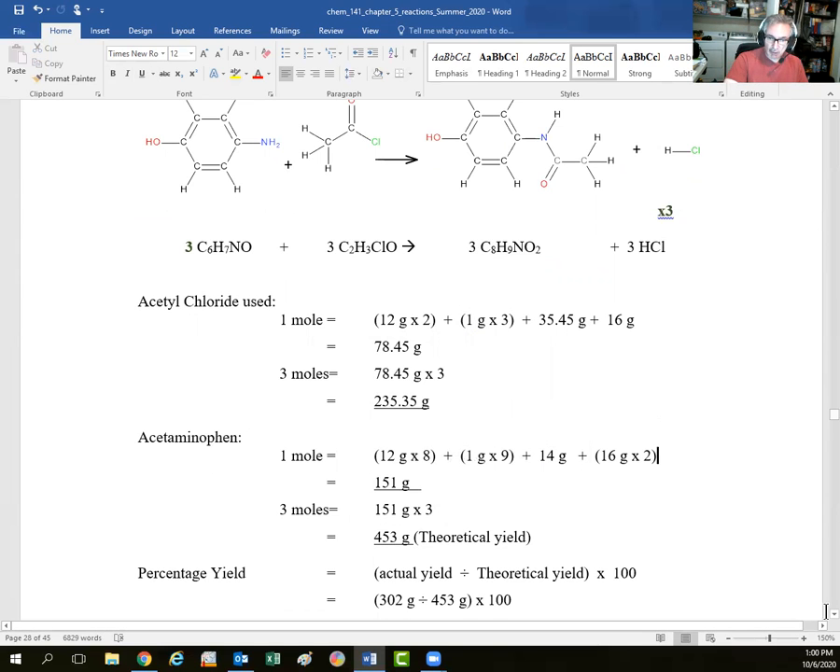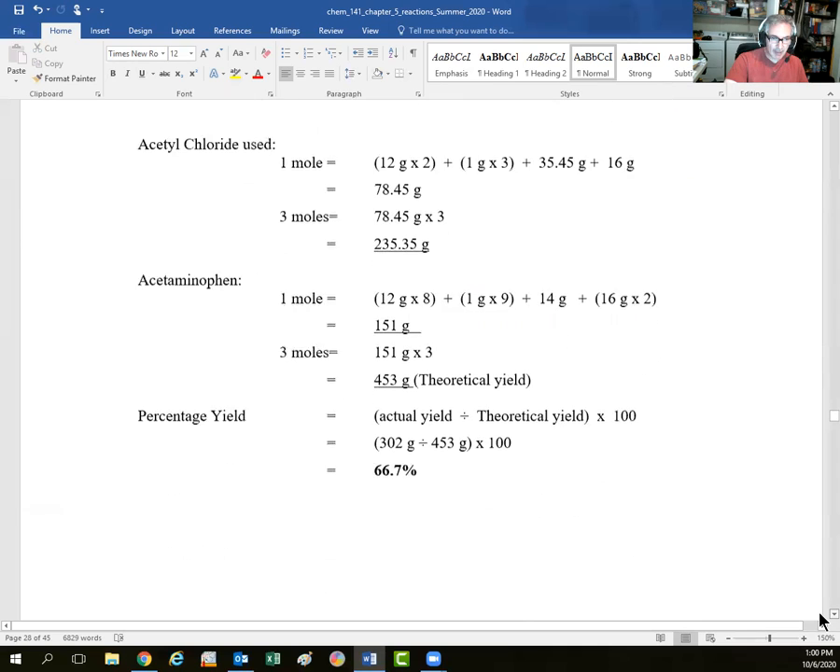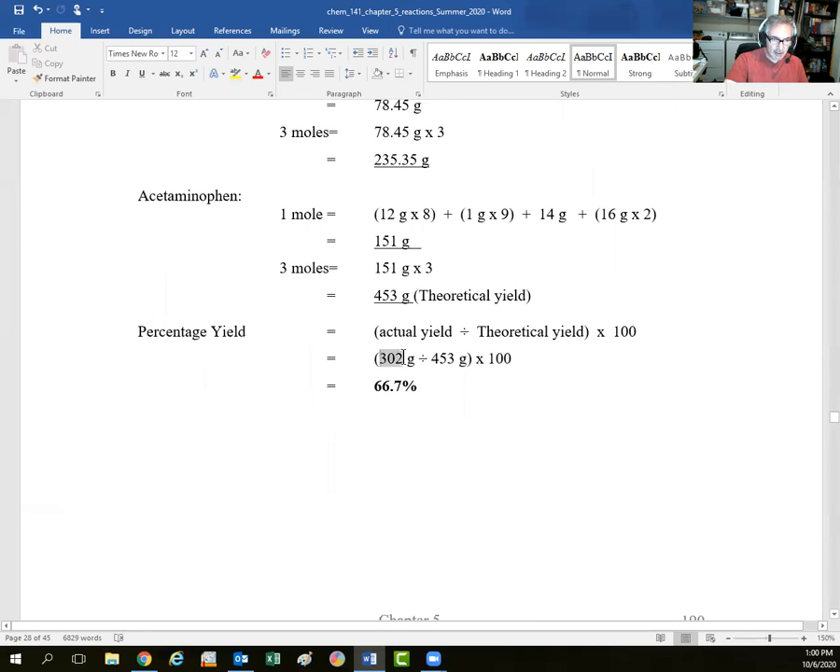But of course, the question told us at the start that we only produce 302 grams, based on the idea that somebody has gone into the lab and reported their yield. So we've actually produced 302. It was supposed to be, in theory, 453. So that's 66.7% of the 453 we expected.